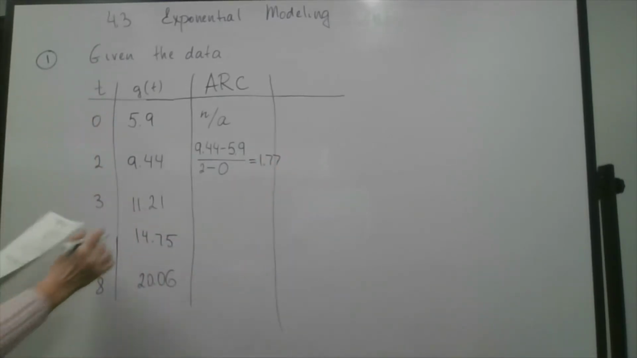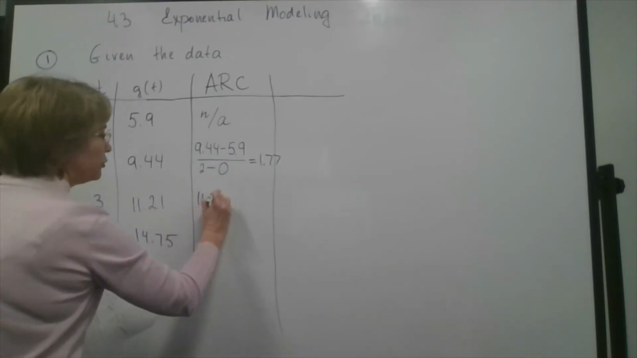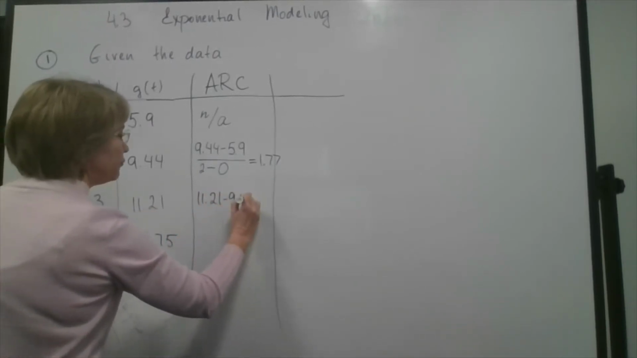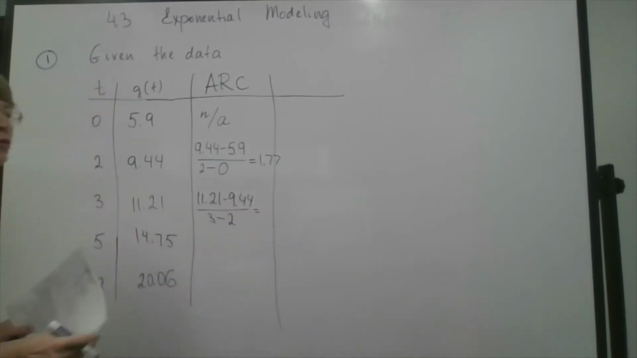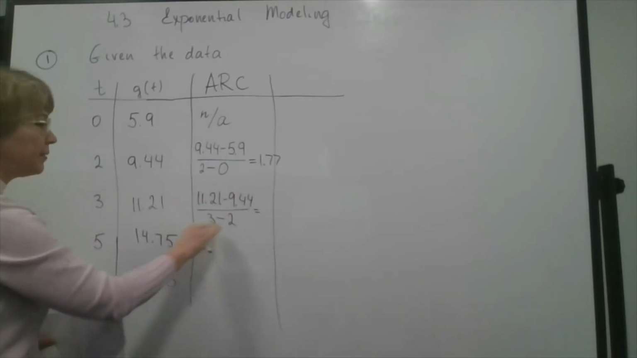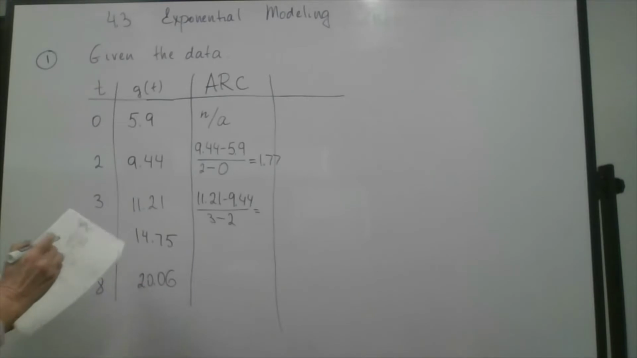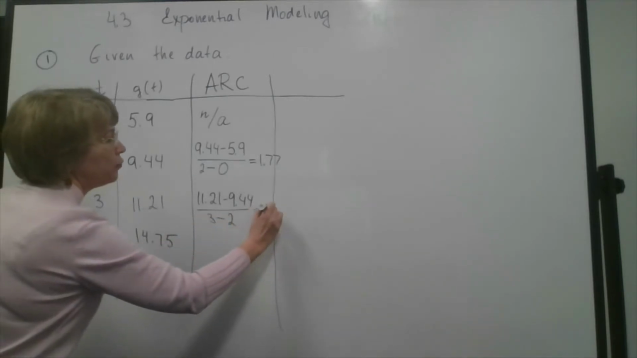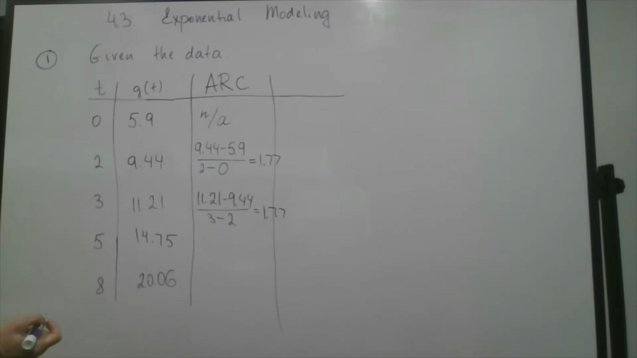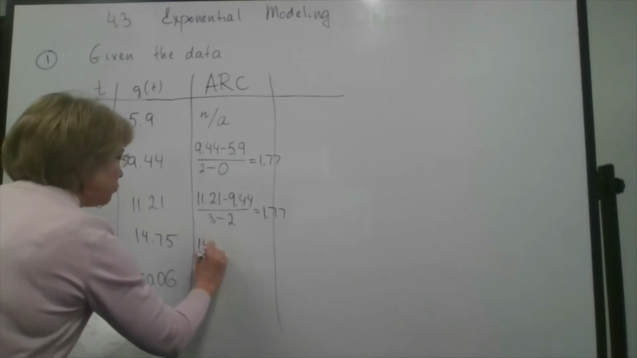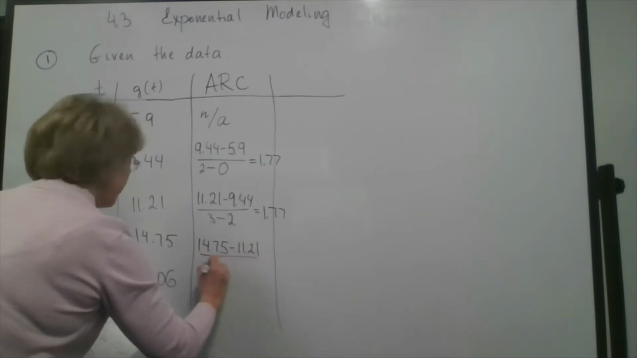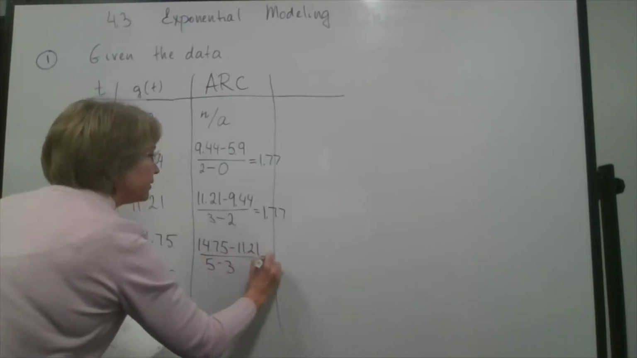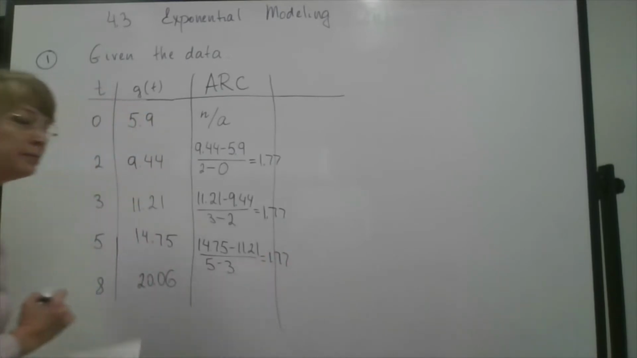Okay, moving on. We have 11.21 minus 9.44 over 3 minus 2. Again, you have to know how to type it nicely or do it separately, numerator and denominator, but the answer will be again 1.77. But we have to keep going. We have 14.75 minus 11.21 over 5 minus 3, which is equal to 1.77 again.